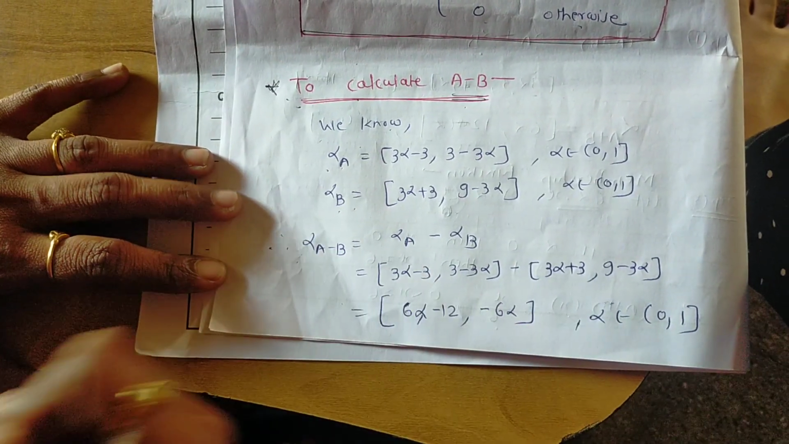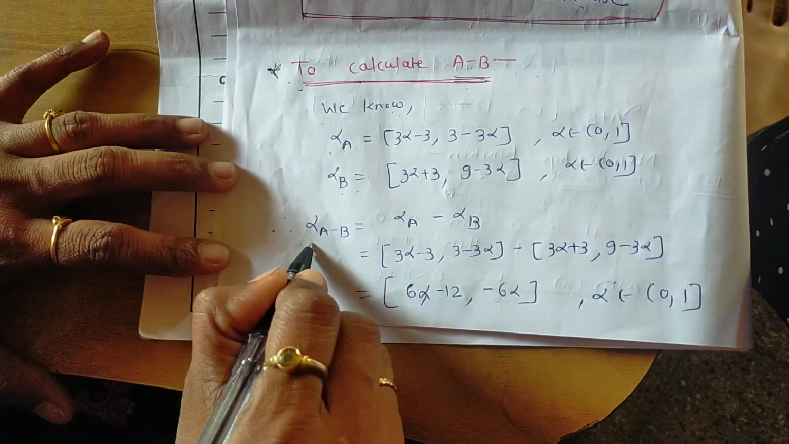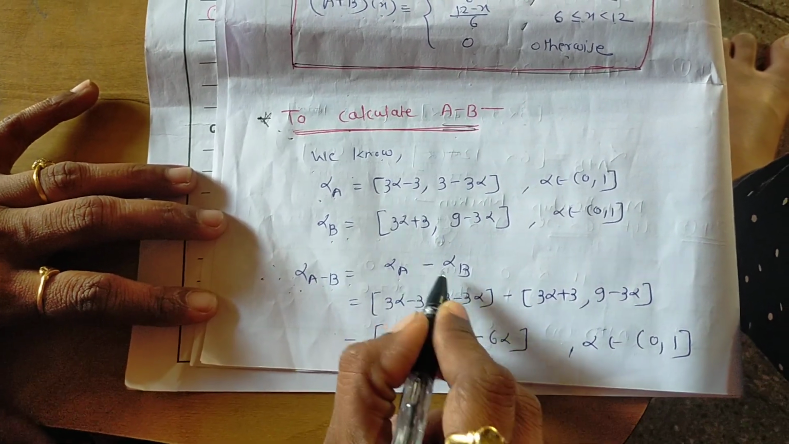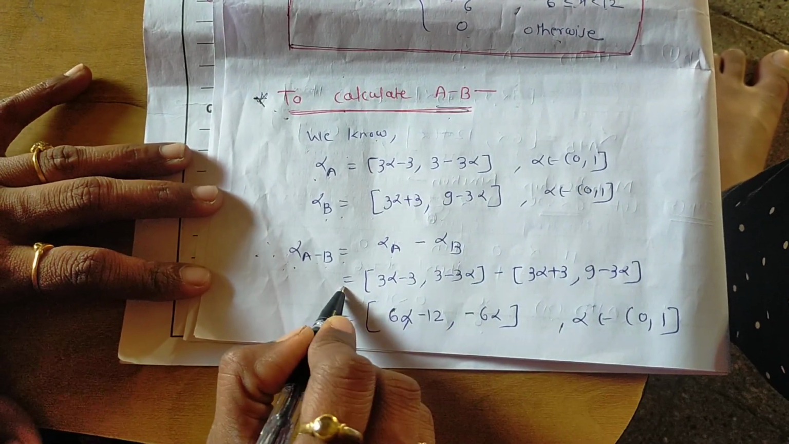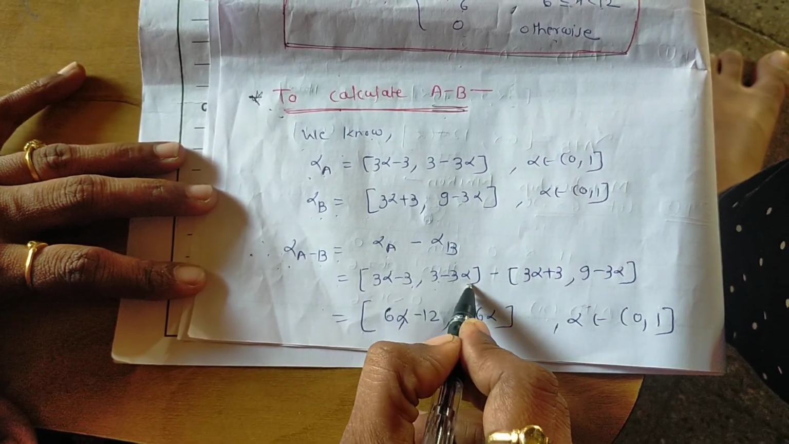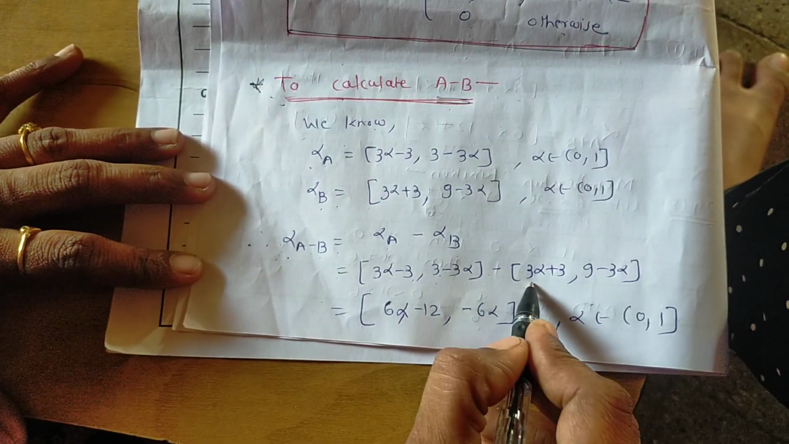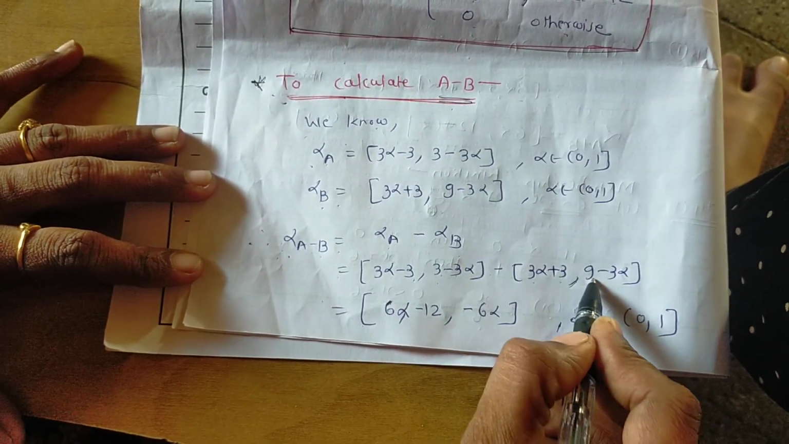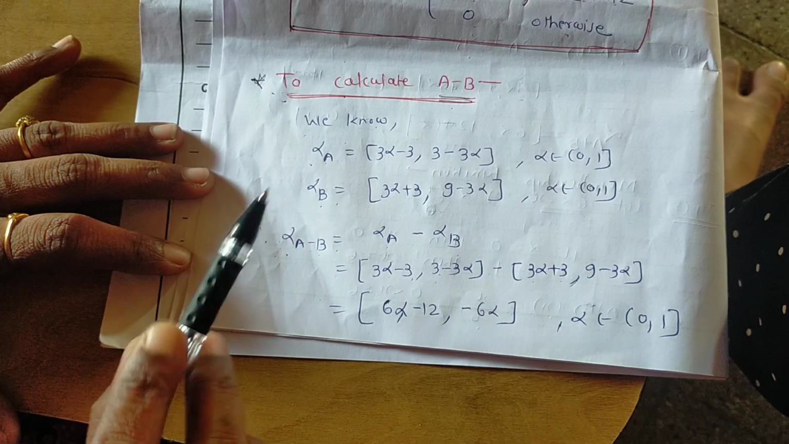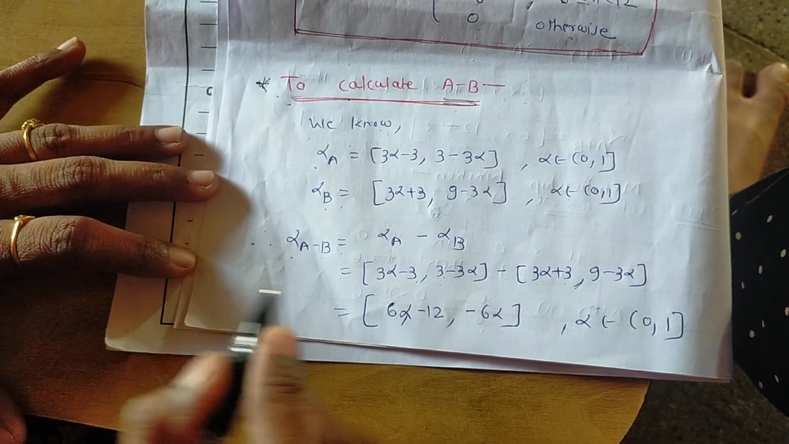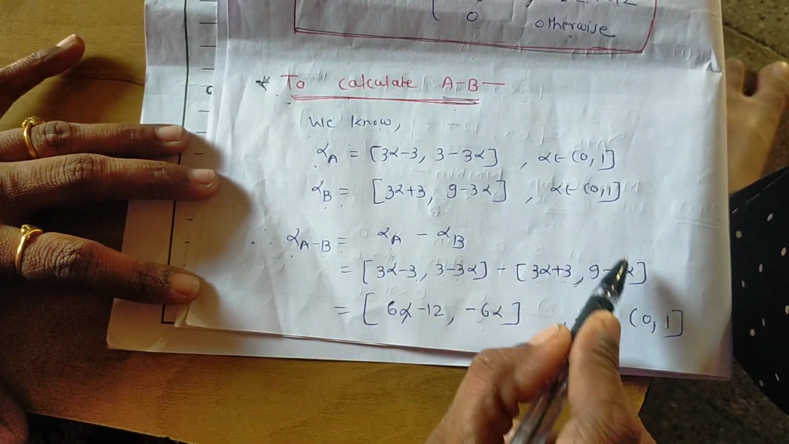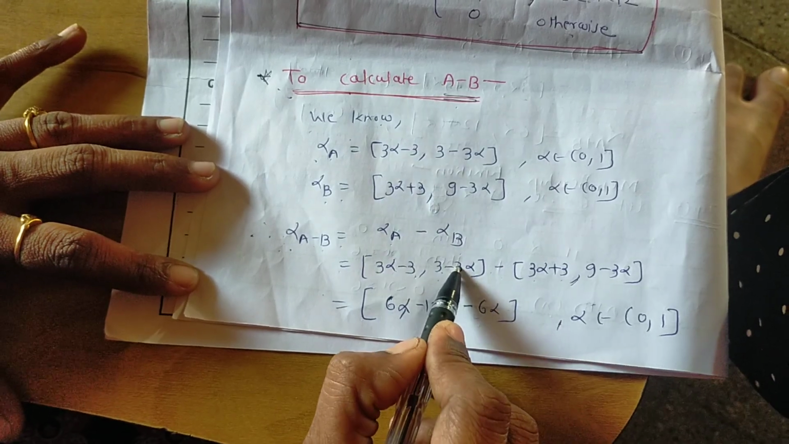Here, to find the fuzzy number A minus B, we take alpha cut of A minus B is equal to alpha cut of A minus alpha cut of B, which is equal to the closed interval [3 alpha minus 3, 3 minus 3 alpha] minus the closed interval [3 alpha plus 3, 9 minus 3 alpha]. See, we know the algebraic operation on closed intervals. How to take subtraction? [A1, A2] minus [B1, B2] is [A1 minus B2, A2 minus B1].